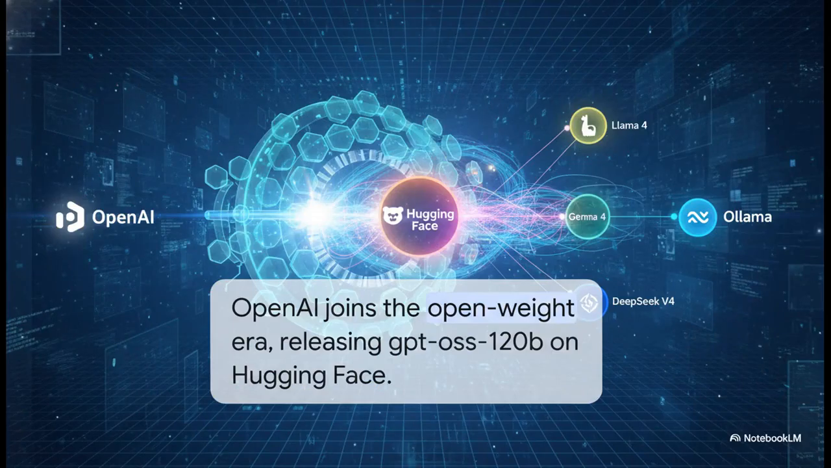Now, what's really fascinating about this dynamic is that this open ecosystem has become so powerful, so undeniable, that even the traditionally closed labs are getting in on it. Get this, OpenAI has actually joined the open-weight era. They released frontier models named GPT-5.4 120B and GPT-5.4 20B directly onto Hugging Face under an Apache 2.0 license. That right there proves that frontier capability simply can't be kept exclusively behind a closed API anymore.